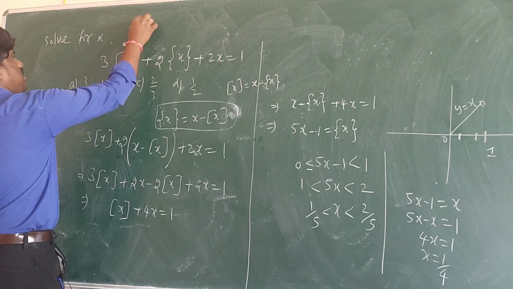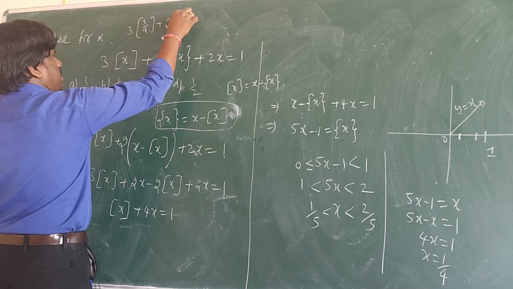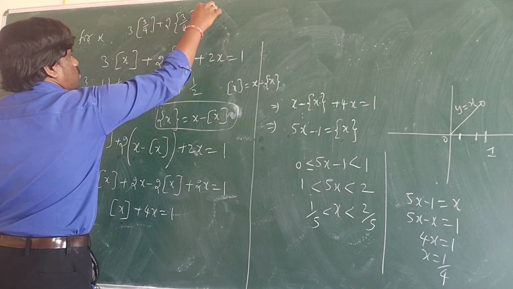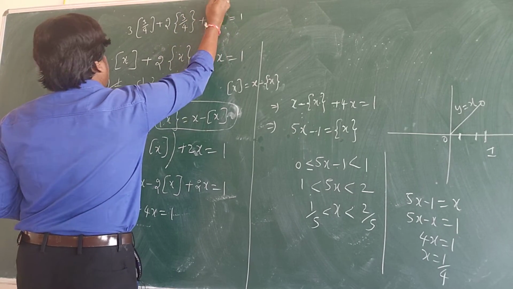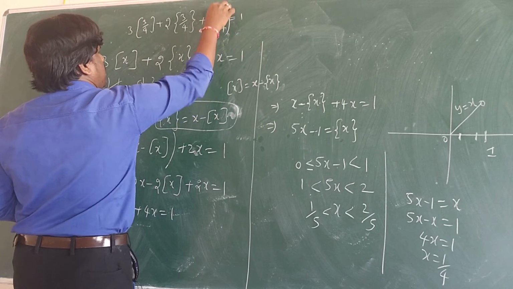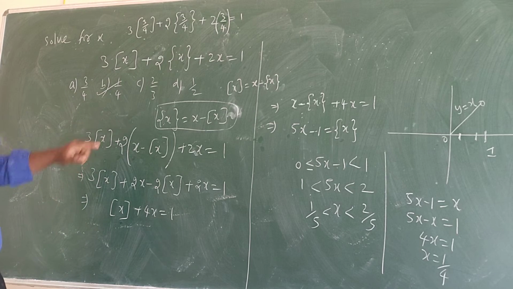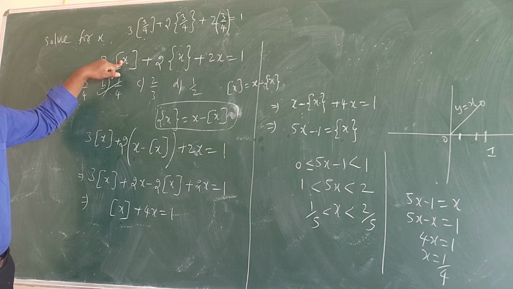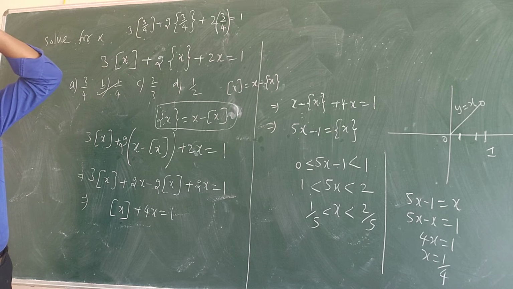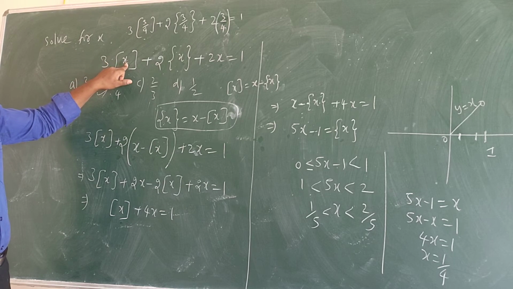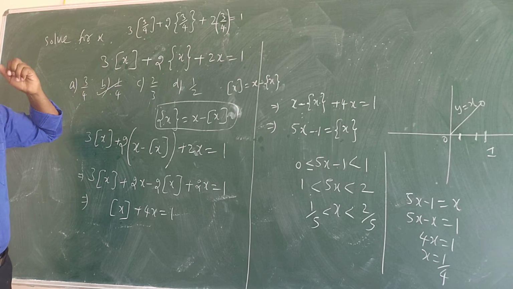3 into greatest integer of 3 by 4 plus 2 into fractional part of 3 by 4 plus 2 into x is equal to 1. X means what here? 3 by 4. Simplify and check whether this is giving 1 or 1 by 4 is giving 1. 1 by 4 means how much? 0.25. The greatest integer of 0.25 is how much? 0. So 3 into 0 becomes 0.